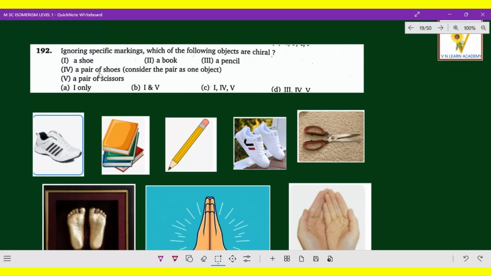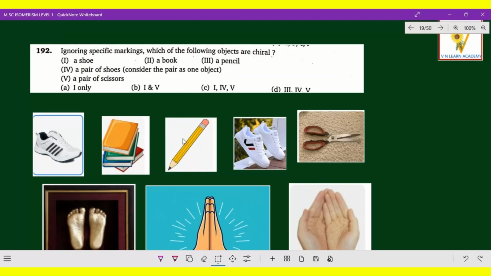The next question: ignoring specific marking, which of the following objects are chiral? They have given the options: a shoe, a book, a pencil, a pair of shoes, considered as one object, and a pair of scissors. I have given the picture also for you to identify.